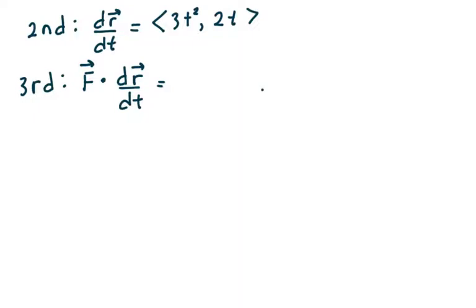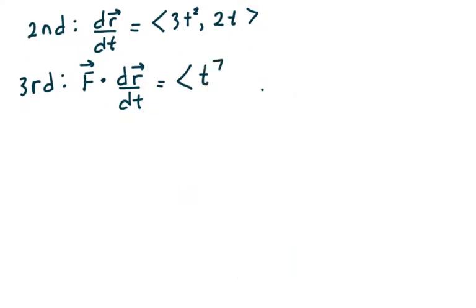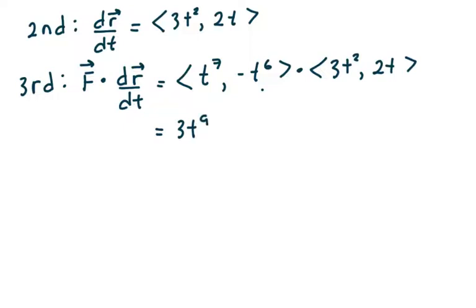Now, that's step 2. Step 3, I want to take F and dot it with dr dt. So right now we're just going to do a dot product, you guys. Now F is t to the 7th, negative t to the 6th. And I'm going to dot that with 3t squared, 2t. And so this is 3t to the 9th minus 2t to the 7th.